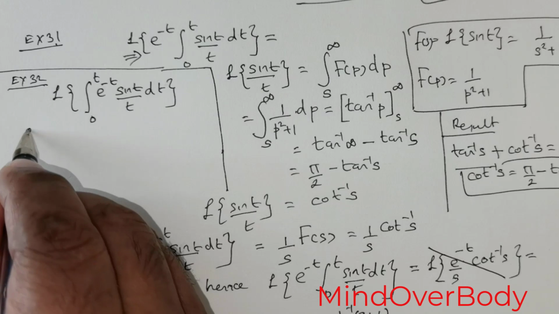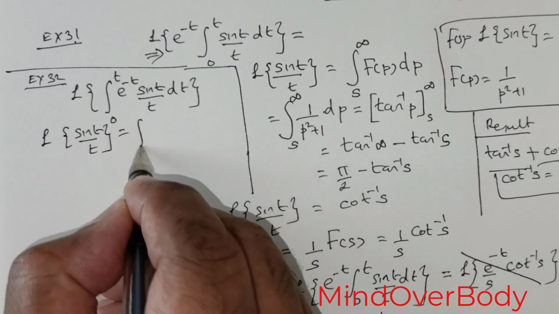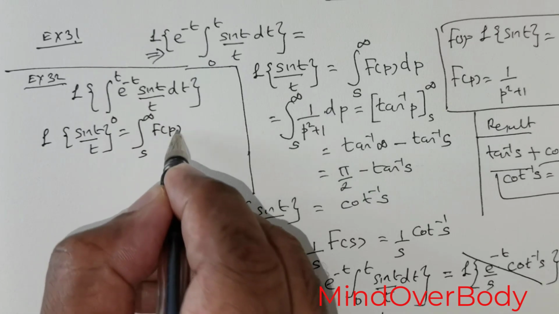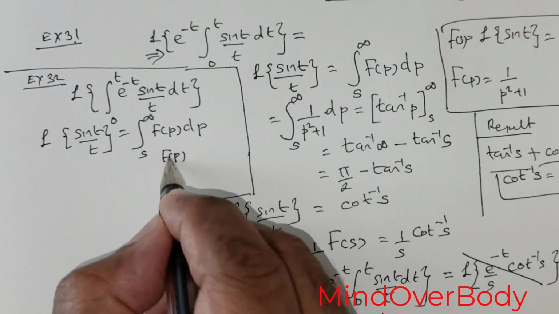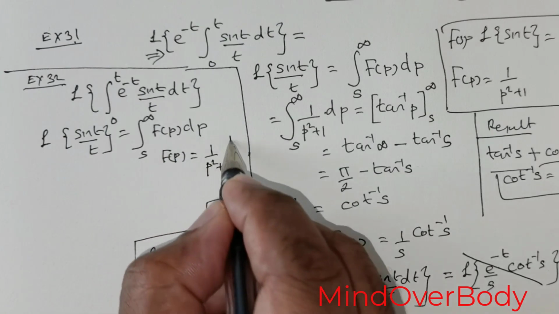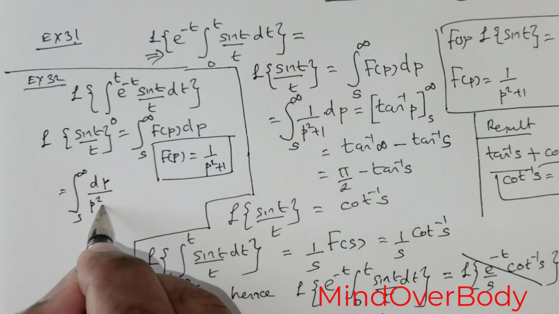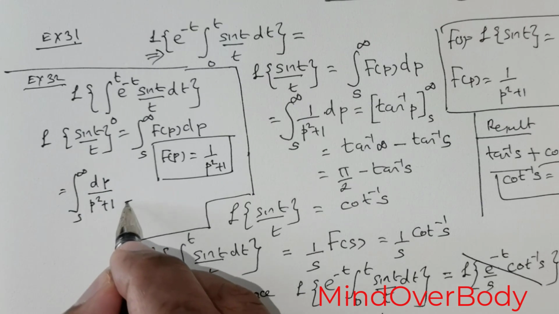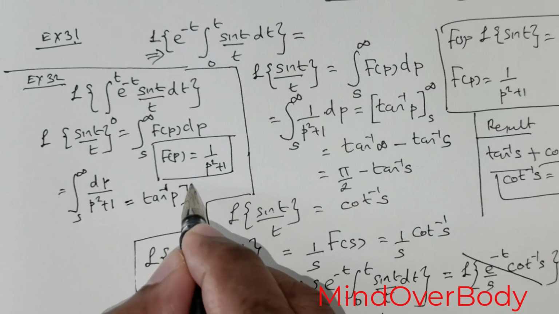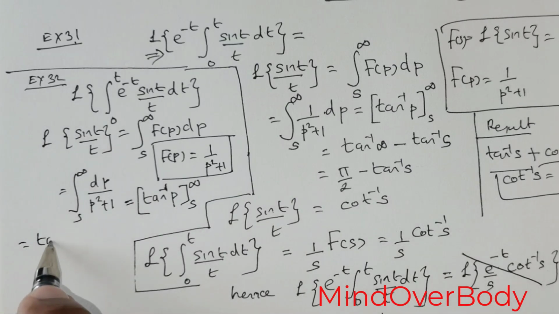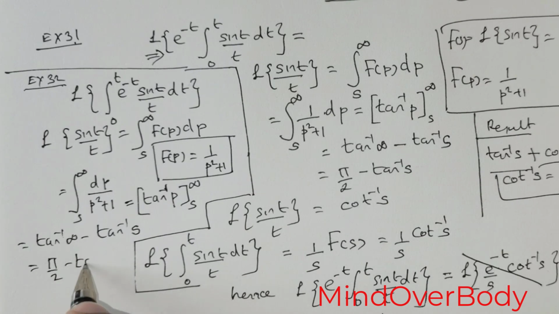So foremost what we will do is we will start off by finding the Laplace transform of sin t over t. Now we know that this is nothing but integral s to infinity F of p times dp, and that F of p, capital F of p, is 1 over p squared plus 1. So we would substitute that there and we would get integral s to infinity dp over p squared plus 1, which when we substitute the limits, before we could do that we would have to write the output, which is tan inverse of p. The limits are s to infinity. When we substitute the upper limit we get tan inverse of infinity minus tan inverse of s. Tan inverse of infinity is pi over 2 minus tan inverse of s.